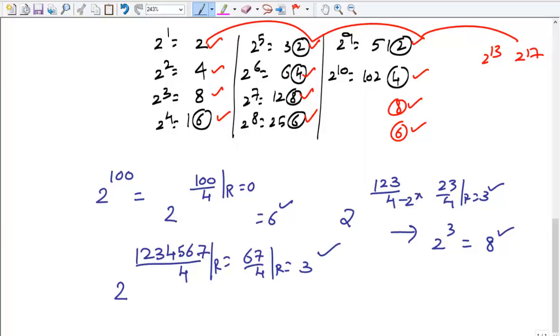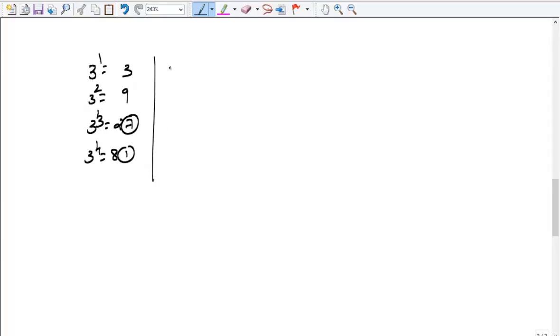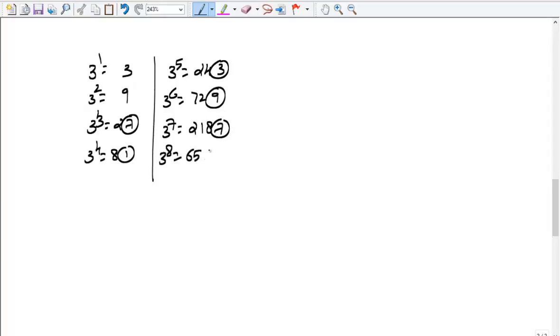Let's see whether it is possible for other numbers. We start with 3. 3 power 1 is 3. 3 square is 9. 3 cube is 27, so it is 7 here. 3 power 4 is 81, it's 1 here. 3 power 5 is 243, it's 3 here. 3 power 6 is 729, it is 9 here. 3 power 7 is 2187, it is 7 here. 3 power 8 is 6561, it is 1 here.